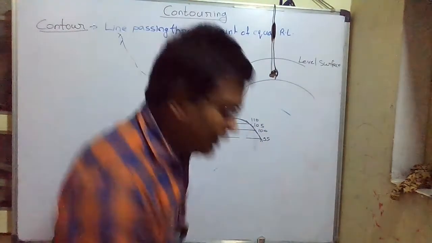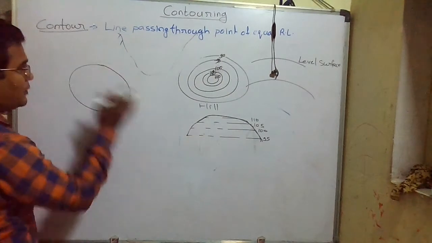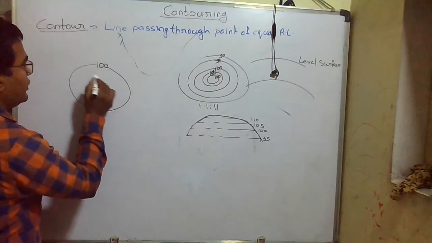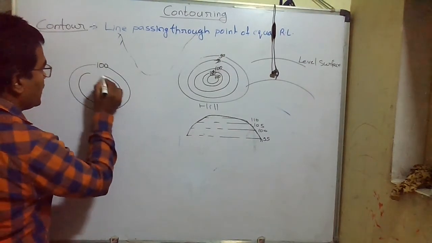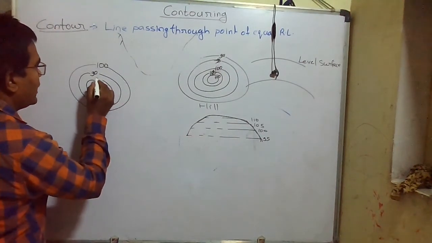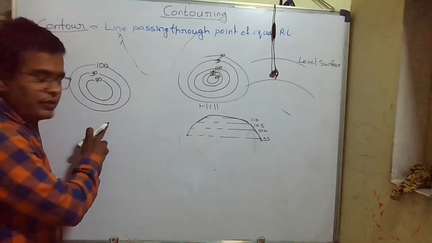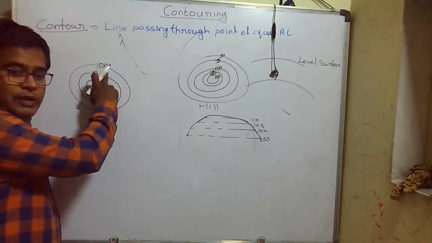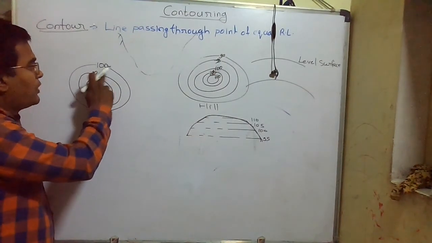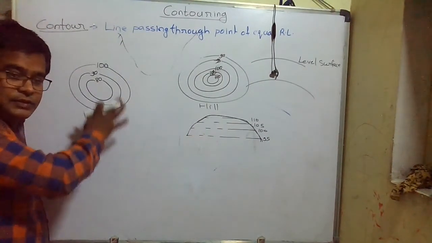Okay, if I draw it on the board, how will it come when I prepare a map of such an area? This will be the line of RL 100. This will be the line of RL 90. This will be the line of RL 80. Okay, what idea will we get by seeing this? Here what is happening, RL is reducing, means here at the top it is 100, then 90, then 80, means first 100 then 90 then 80, means here it is reducing.